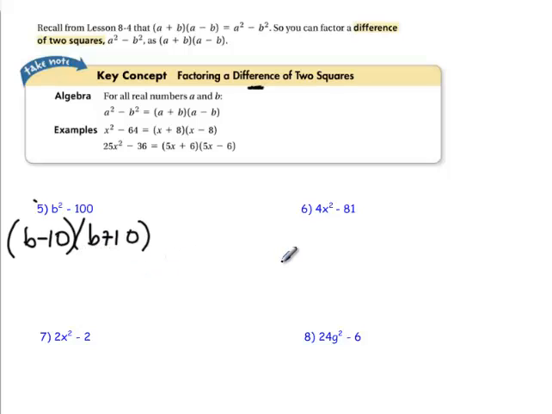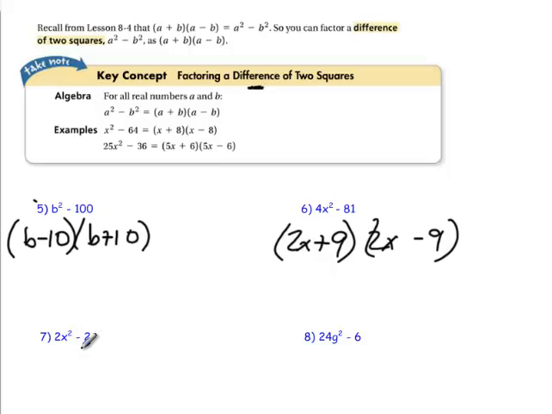Alright, let's try this one here. This one's well, it's not tougher. Again, I have 2 perfect squares. 4x squared is a perfect square. Minus 81 is a perfect square. Okay, what's the square root of 4x squared? It's 2x. So I'm going to put that in the front on both sides. Get my parentheses up there. What's the square root of 81? It's 9. So again, I'm going to put a positive 9 and a negative 9. And there's my answer.